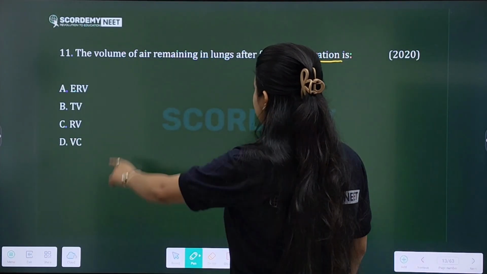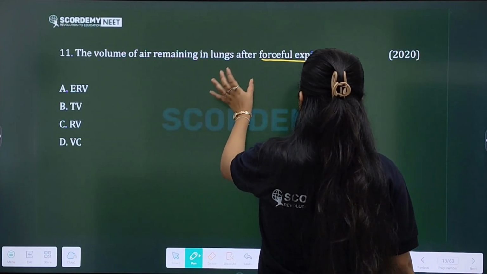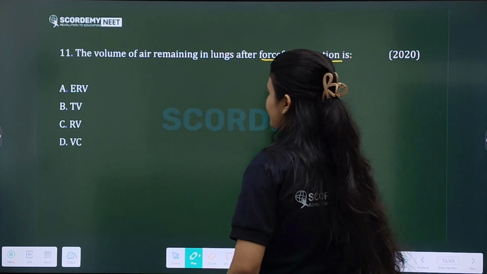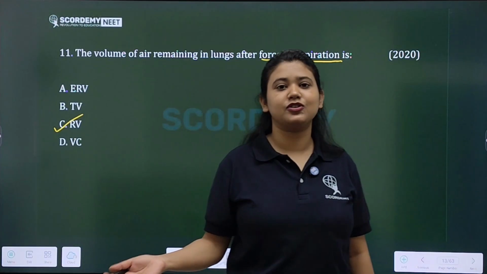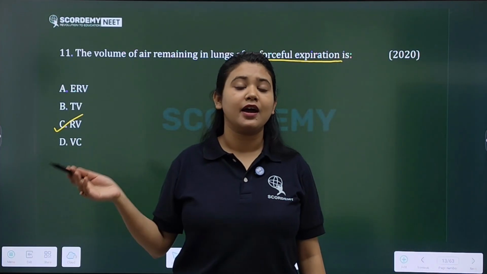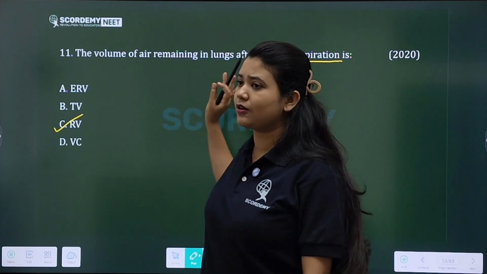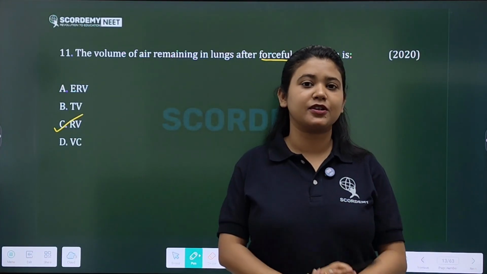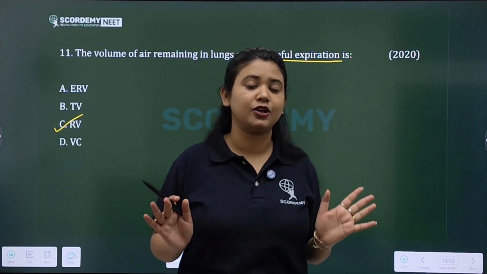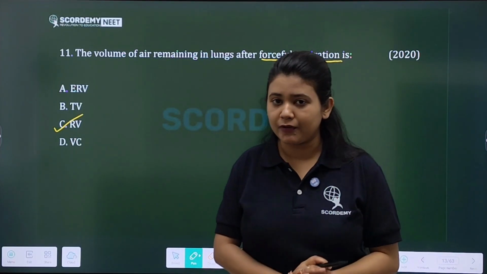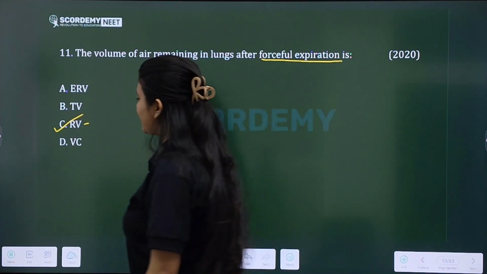What is the volume of air remaining in lungs after your forceful expiration? The answer is residual volume. A few minutes back I explained that residual volume is the amount of air left in your lungs, or that remains in your lungs, after your forceful expiration. This residual volume is very much important for preventing collapsing of lungs.